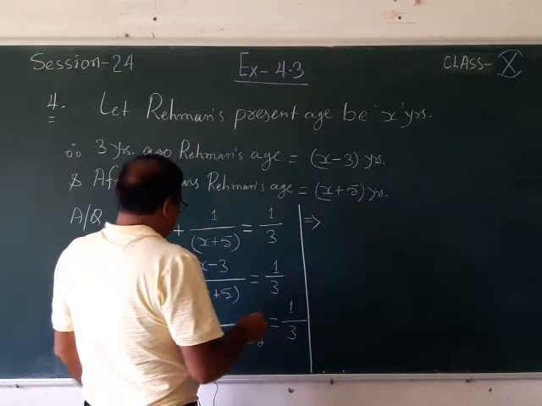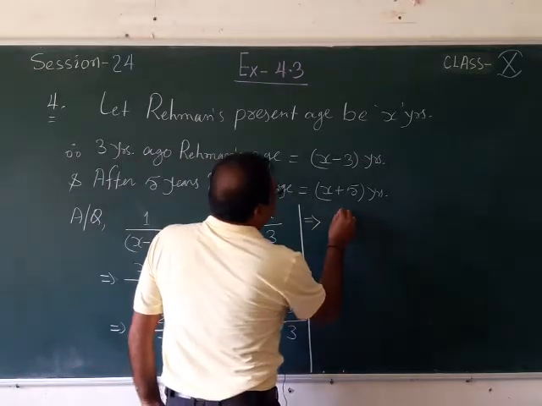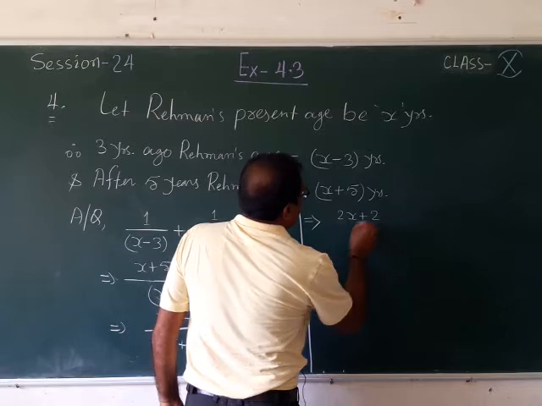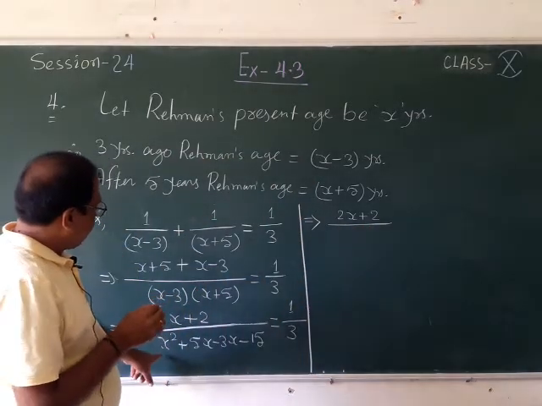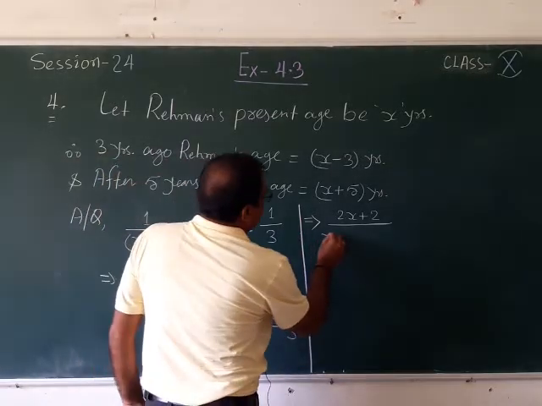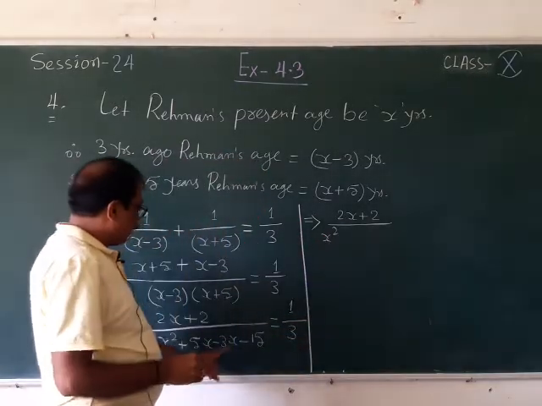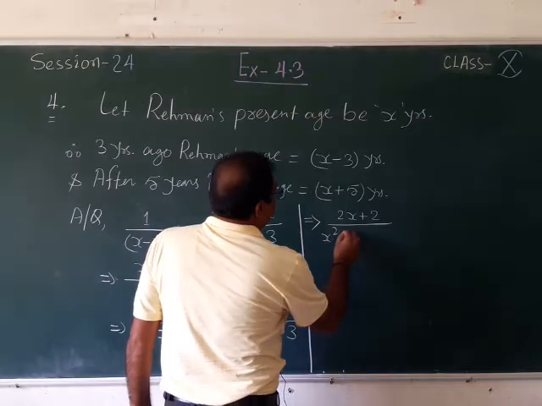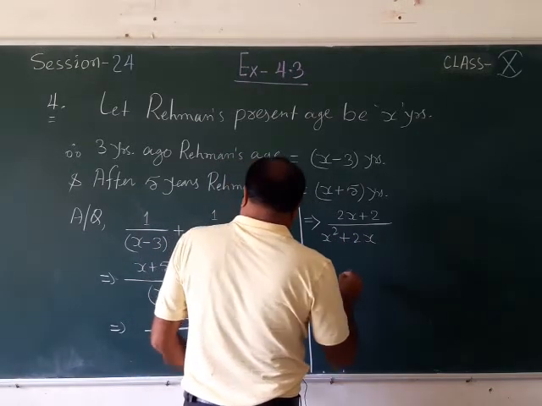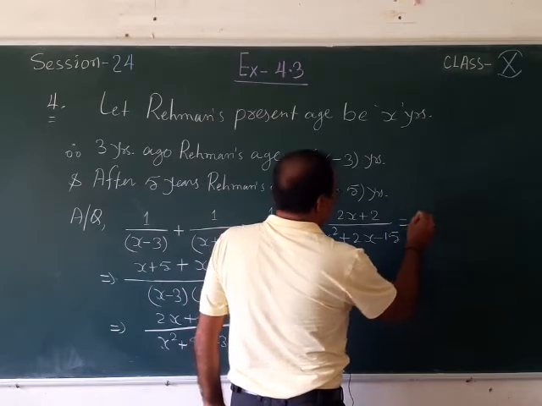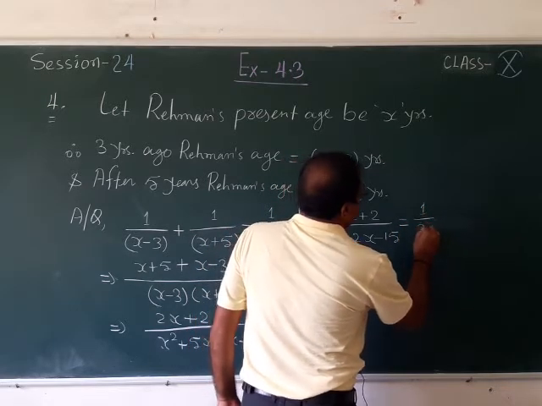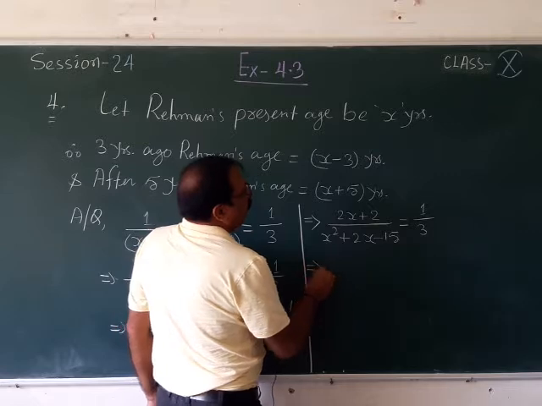Further, this will be 2x plus 2, here you can write like this, 2x plus 2 upon x square, then here 5 minus 3 that is giving you plus 2x, and here minus 15 is equal to 1 upon 3. Now you can cross multiply it.